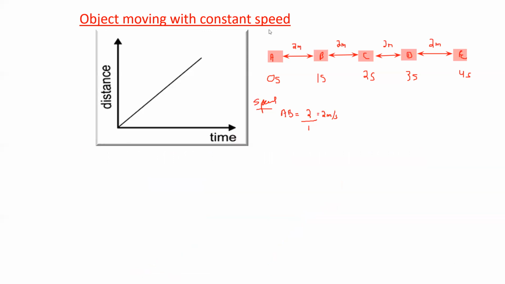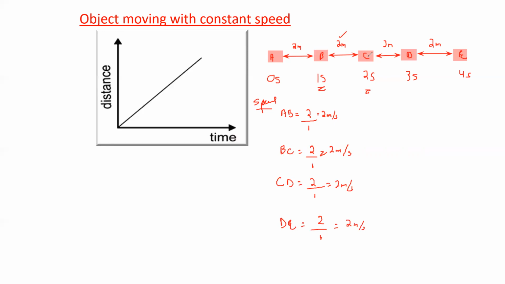So when we calculate the speed of this object from position B to C, the distance traveled from B to C is equal to 2, and the time at position B was 1 second, and at position C it is 2 seconds. So the time interval, it will be 2 divided by 1, and again it will be 2 meter per second. Same thing from C to D, it traveled 2 meters and it took 1 second, so speed is 2 meter per second. And from D to E, the distance is 2 and the time interval is 1, so it will come out as 2 meter per second.